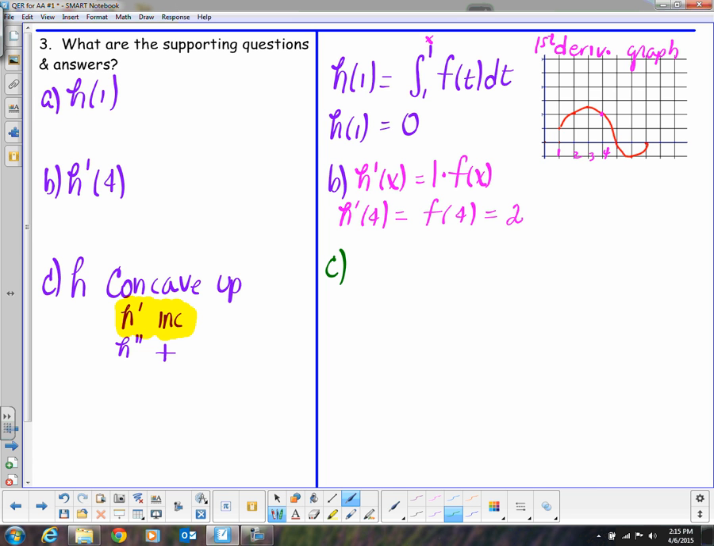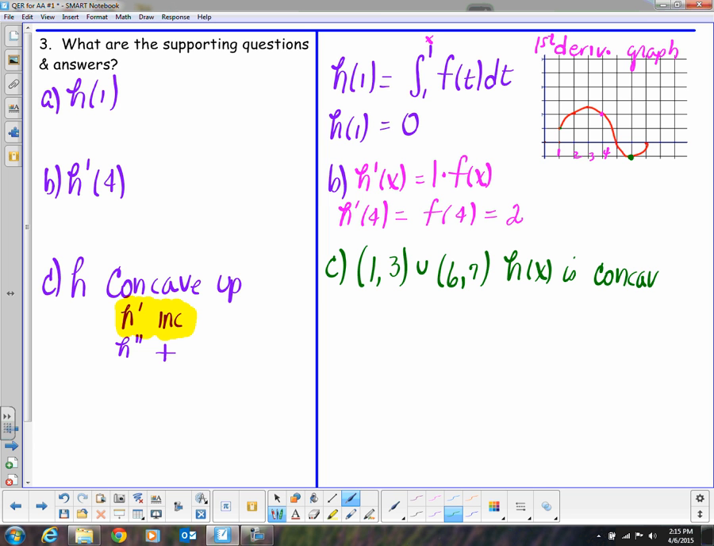Well, I can see that beginning at 1 and stopping at 3, my graph is increasing. Now 3 all the way to, and I don't think I did this very well, this should be 6, we're decreasing, but notice that 6 to 7 we're increasing again. So that means on these intervals, h of x is concave up.